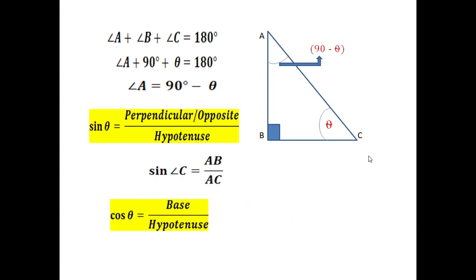Next, cos theta. Cos theta is defined as the ratio of base to the hypotenuse. So base here for this theta is BC and hypotenuse is AC. Similarly, base for angle A will be AB and hypotenuse will be AC. Now if we consider theta here, then cos of angle C will be BC by AC. Then cos of angle A will become AB by AC.